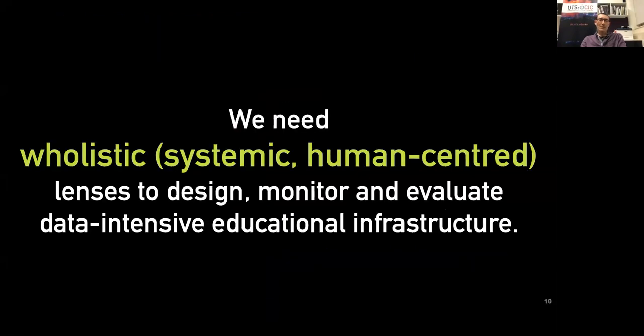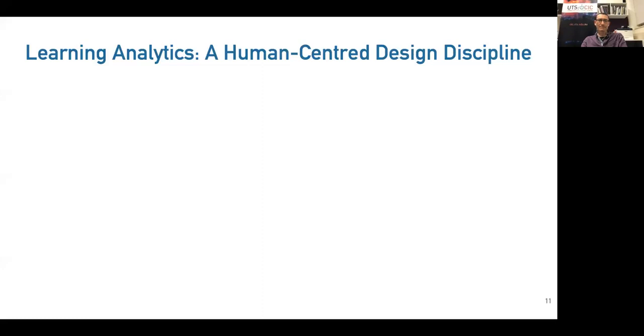And my argument is that we need a holistic approach, one that takes systems and systems of systems very seriously, one that places human values, dignity, and ethics right at the center. And that's what I'm going to talk about really today. So this is not going to be an introduction to learning analytics. There are many good introductions to learning analytics. Just Google that and you'll find great introductory videos and articles on that.